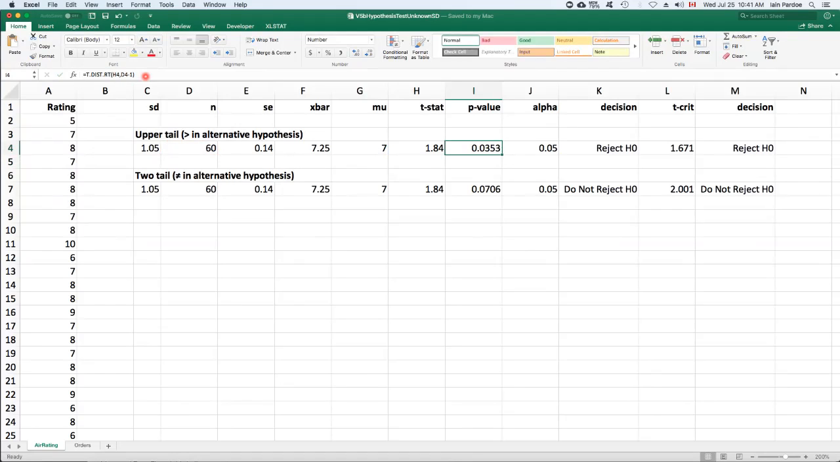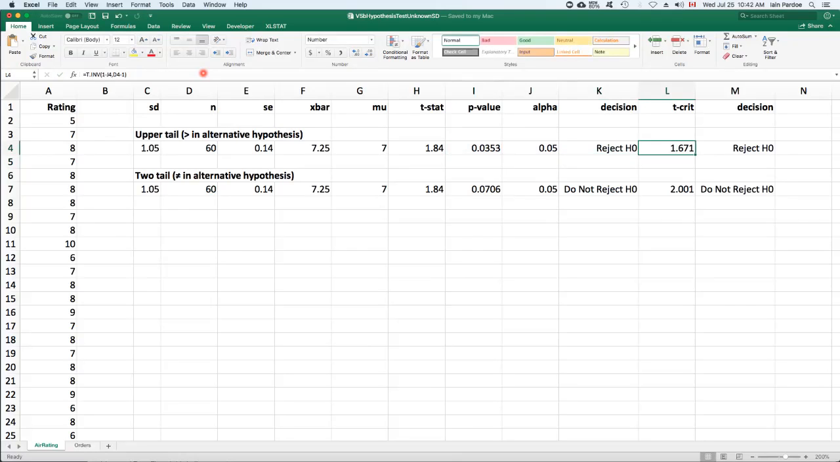We're using a significance level of 0.05, and our decision, as usual, is if the p-value is less than the significance level, then reject the null hypothesis. And 0.0353 is less than 0.05, so we reject the null hypothesis.